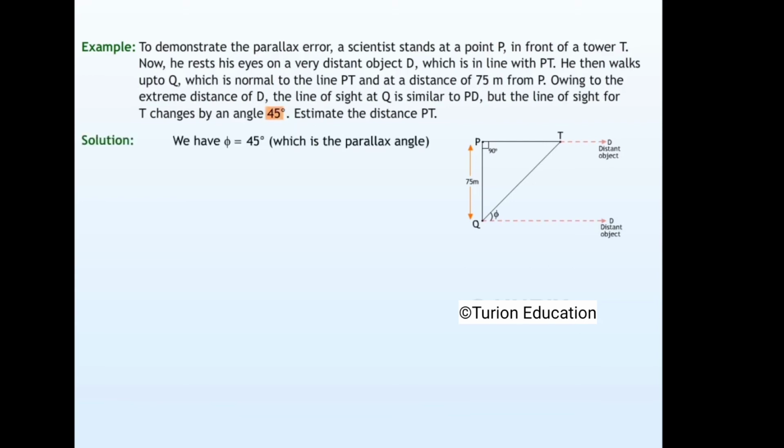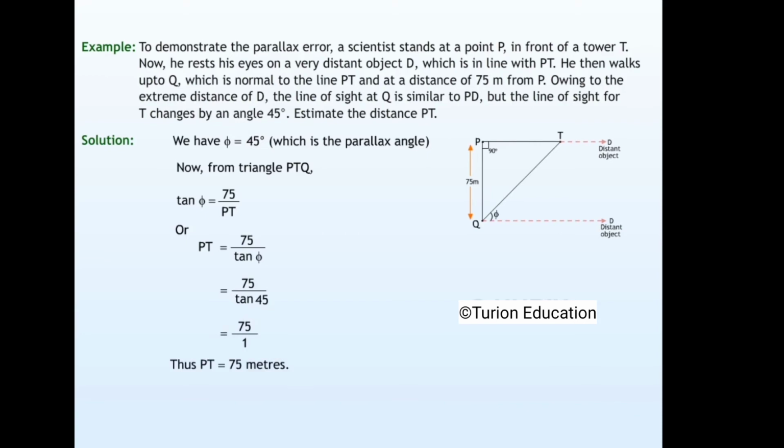Solution. We have phi equals 45 degrees, which is the parallax angle. Now from triangle PTQ, tan phi equals 75 by PT, or PT equals 75 by tan phi, equals 75 by tan 45, equals 75 by 1. Thus, PT equals 75 meters.